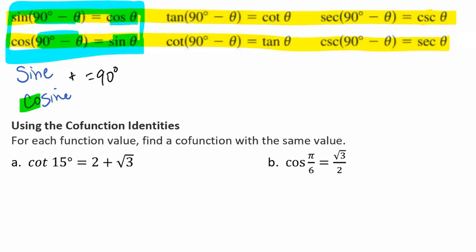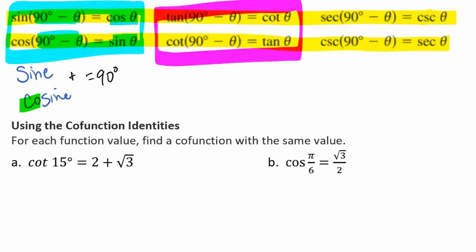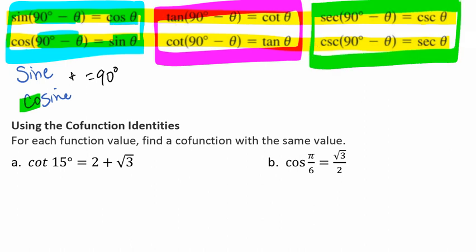The same thing works with tangent and cotangent. So cotangent would be the complement of tangent, and secant and cosecant. And cosecant would be the complement of secant. And so we can use those to help us.